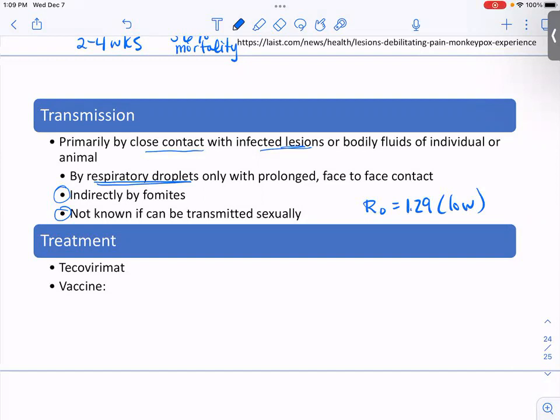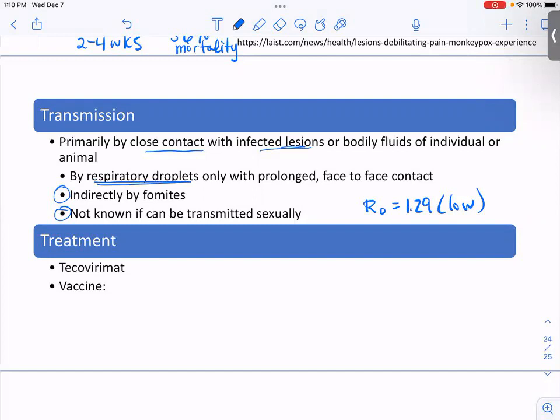Just because cases are waning in the US, that doesn't mean that we're not worried about it anymore. Health officials still think that it has the potential to not be controlled well. It could mutate, change a little bit, and suddenly become more of a threat. So, all right. What do we have to treat it?